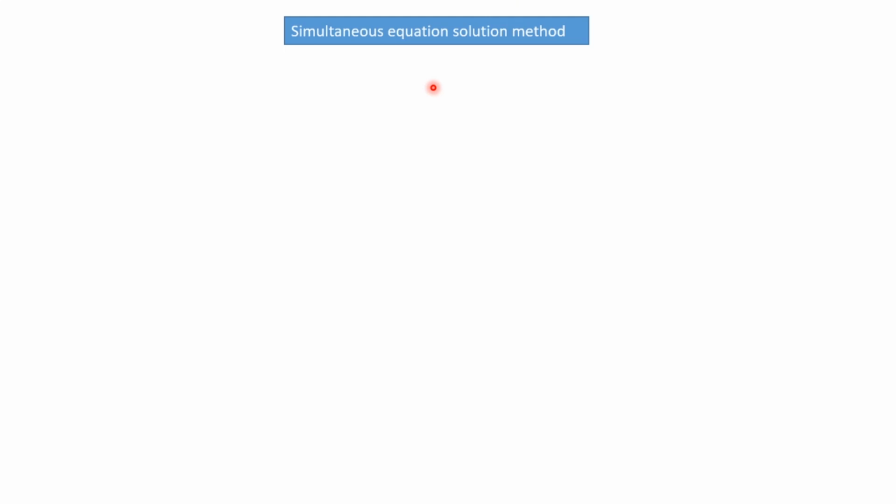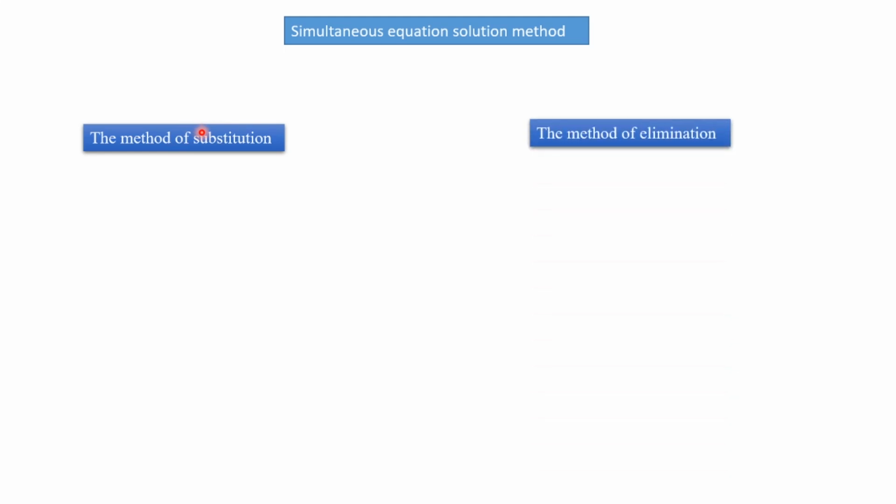Now we can shift to the next part, the solution methods for simultaneous equations. I think you have done these methods in grade 10. We are starting from grade 9 simultaneous equations. The first one is the method of substitution. The next one is the method of elimination.